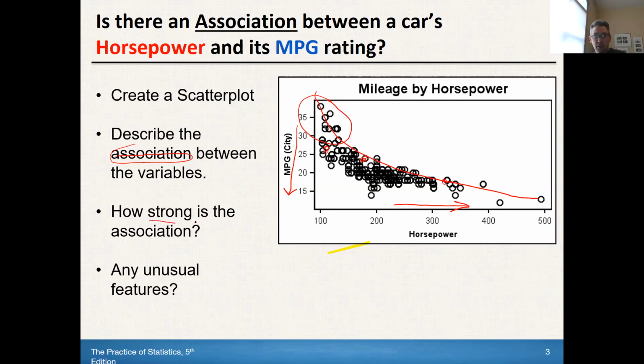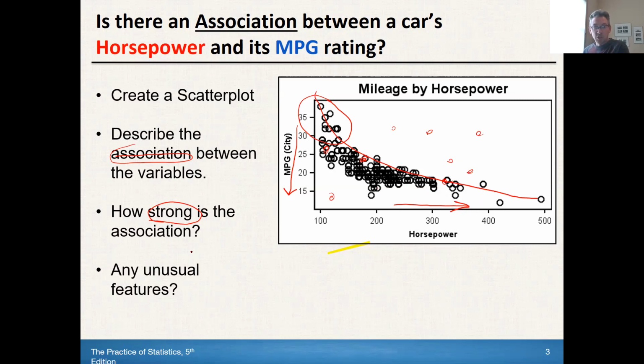When we look at how strong the association is, we're going to be looking at, do the points on the scatter plot follow a pattern pretty closely? And when I look at this, I think this looks very strong. It's not like I see a lot of scattered points where there's cars all over the place like this. We follow a pretty good pattern and form here.